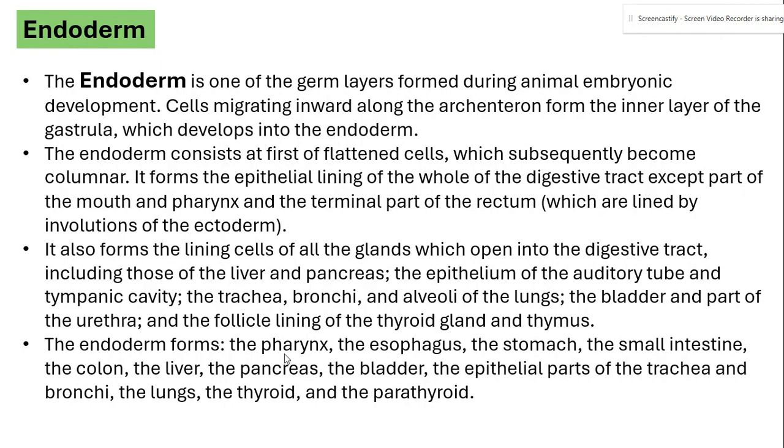The endoderm forms the pharynx, the esophagus, the stomach, small intestine, the colon, the liver, the pancreas, the bladder, the epithelial parts, the trachea, bronchi, the lungs, thyroid, and parathyroid. And that's why gastrulation starts with gastro, which means stomach. You know, everything's going to start forming.